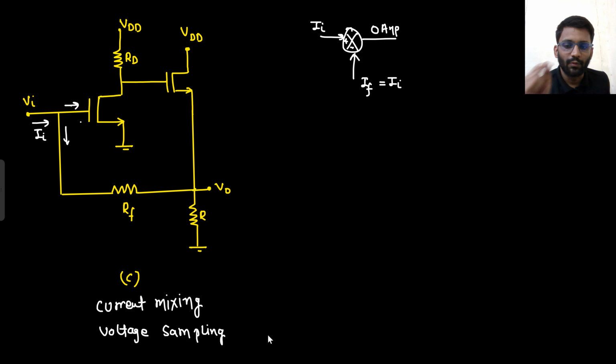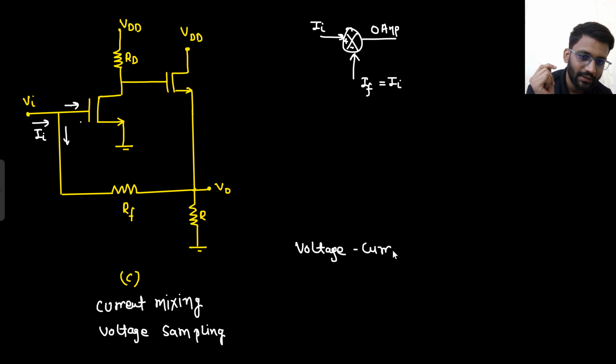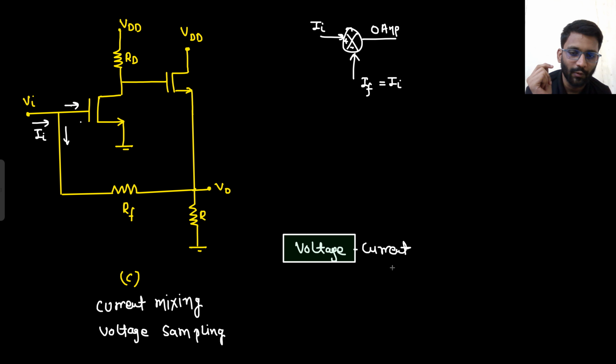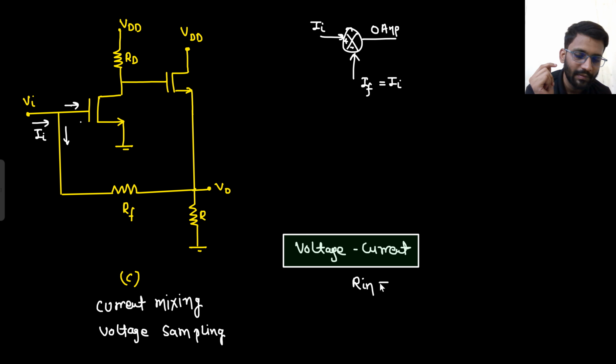So what kind of feedback topology is that? Voltage current. For voltage current, what happens? Rin is low. If Rin is low, what can I take? Vin to be low. So here I can assume this node as grounded.